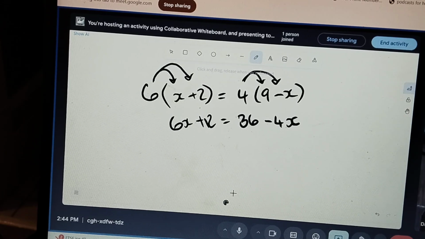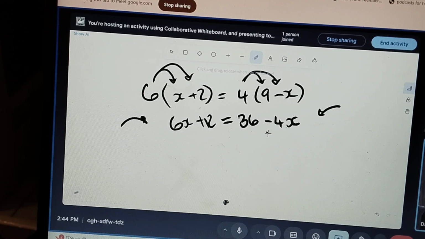Now what do I do? Now you cluster the 6. Wait, no. The equals is in between the two sides. So you've got to get the x's to this side, and we've got to get all the numbers to the other side. So we've got to start moving stuff around.